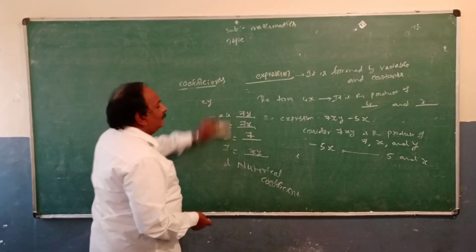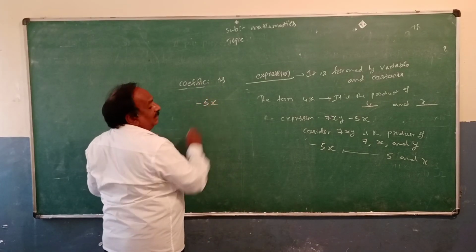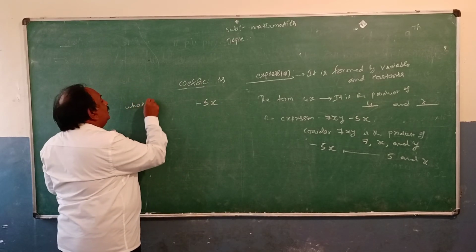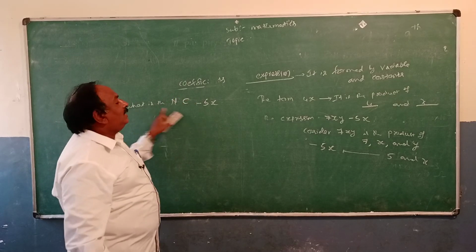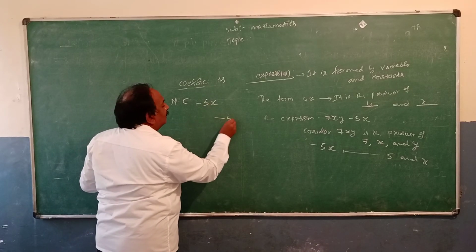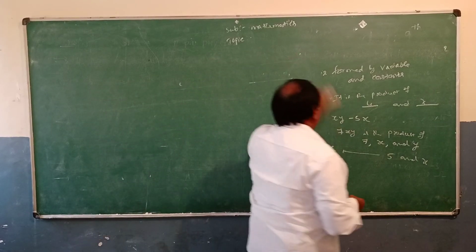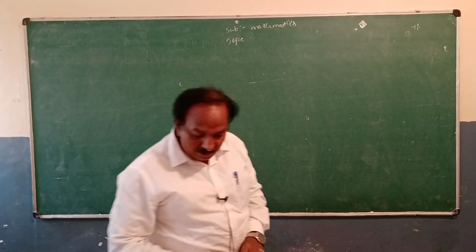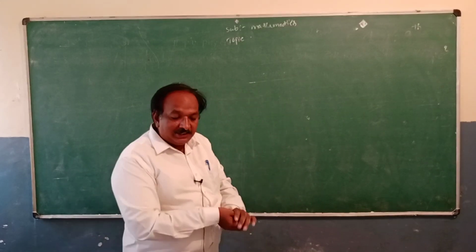Next, consider minus 5x. My question is, what is the numerical coefficient of minus 5x? The numerical coefficient of minus 5x is minus 5. Now we will pass on to our terms and coefficients. I think all of you understand this.